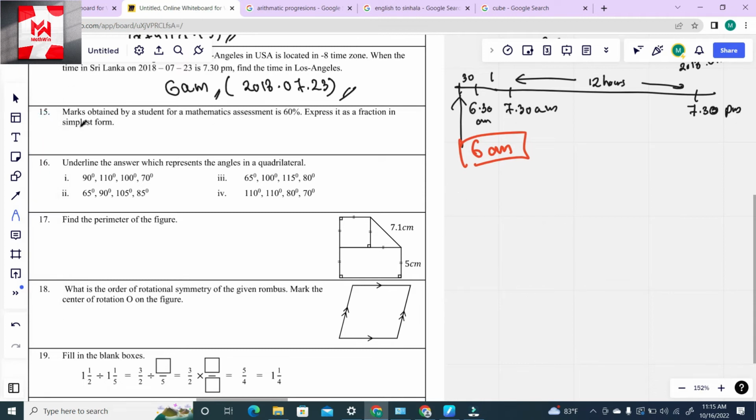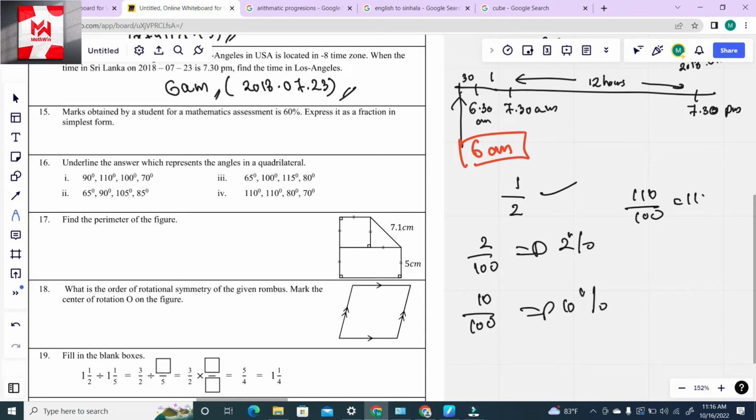Marks obtained by the student for the mathematics assessment is 60%. Express it as a fraction in simplest form. So we know, if we write 2/100, this becomes 2%. If we write 10/100, this becomes 10%. 110/100 becomes 110%. If it's 1/100, it will become 1%.